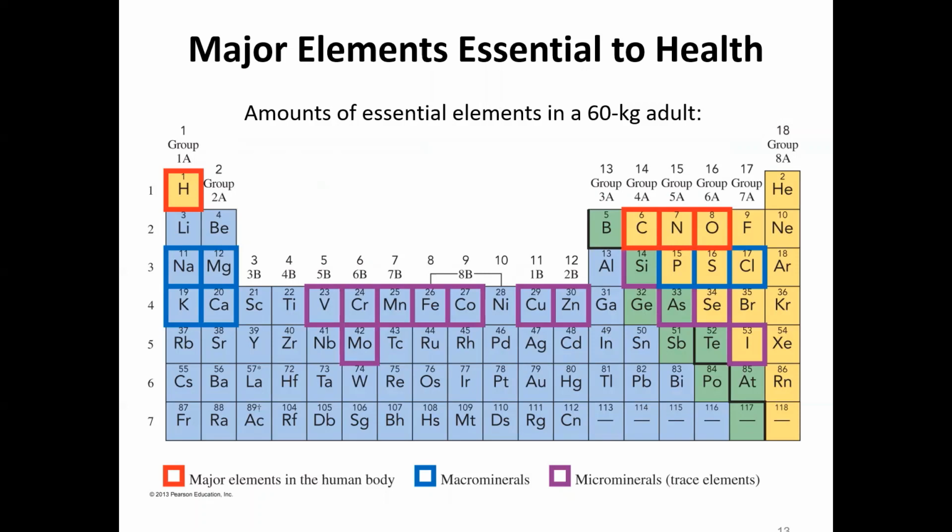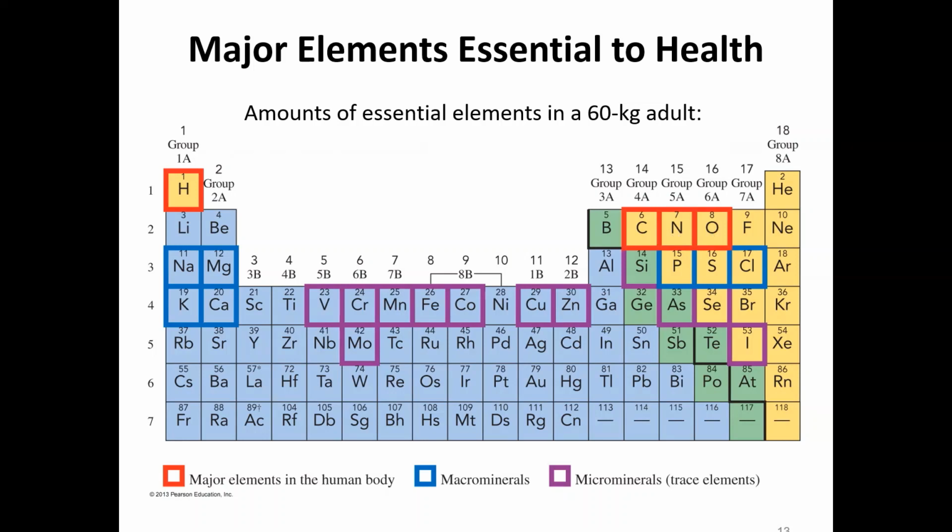But what's really important and what I really want you to know are what we call the major elements that are essential to health. So specifically, you need to know the ones in red. These are the major elements, and then we have the macro elements and then the micro elements. So the major elements are these ones in red, so hydrogen, carbon, nitrogen, and oxygen. Your body is basically made up of those 4 elements and hardly anything else. You have a few bits of other things, but mainly you are hydrogen, carbon, nitrogen, and oxygen, the bulk of the body.